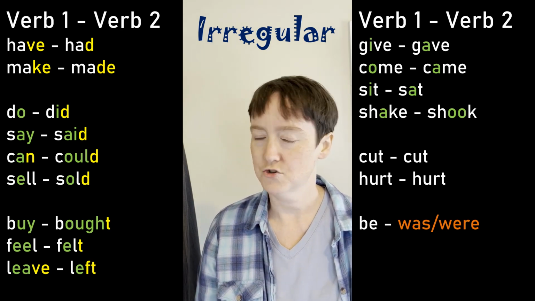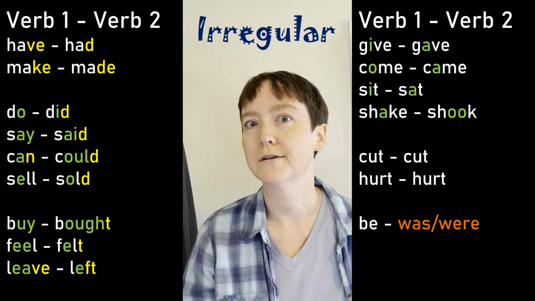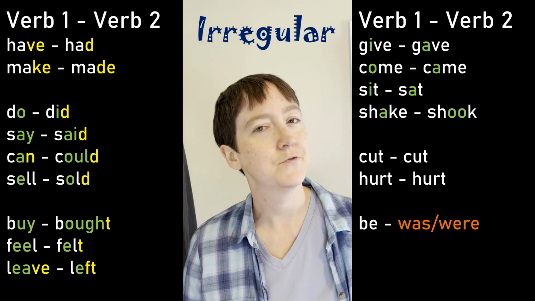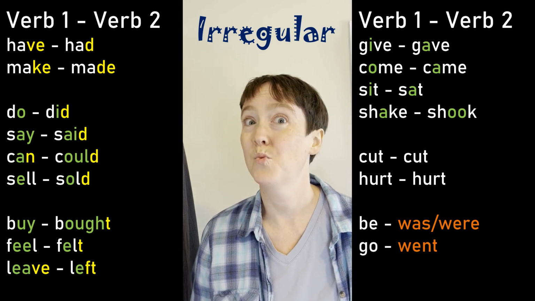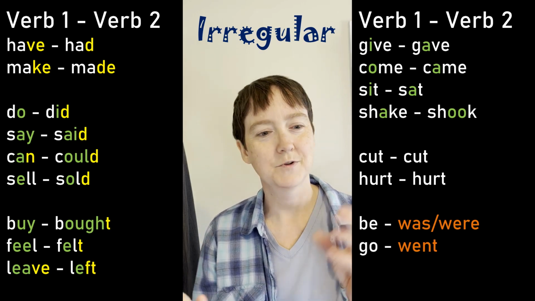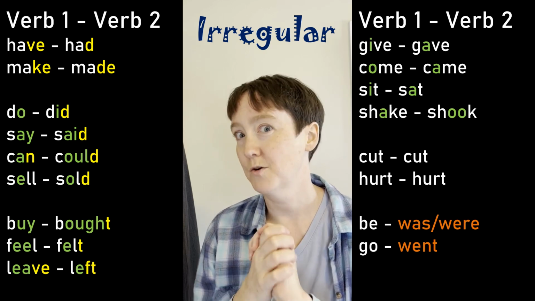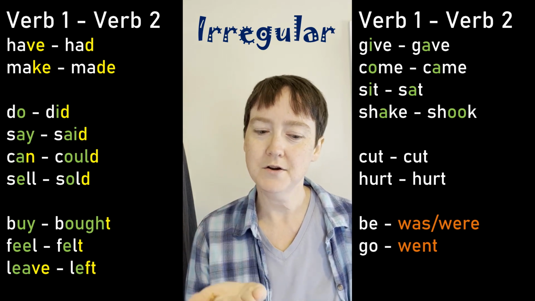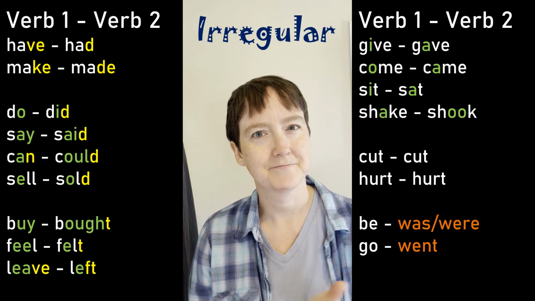The same is true with our verb go. Do you know the simple past for go? Yes, went. Again, they come from two different verbs, but today they are one verb. Verb 1, go. Verb 2, went.